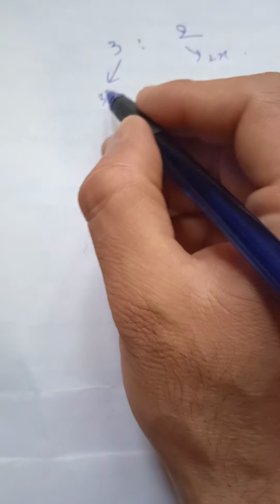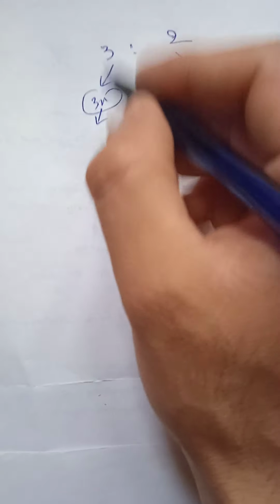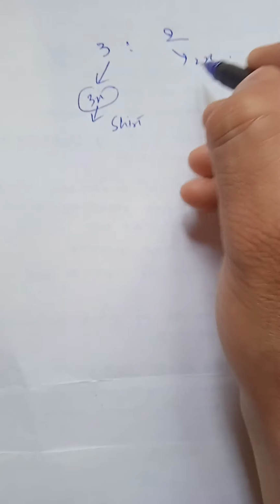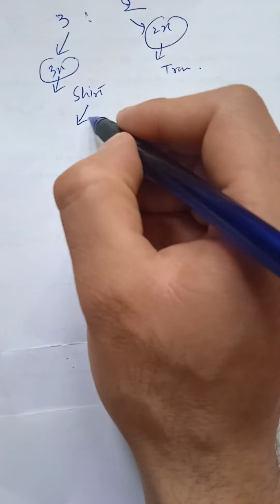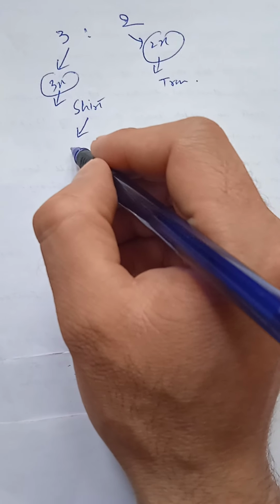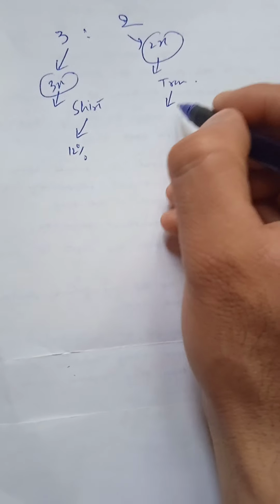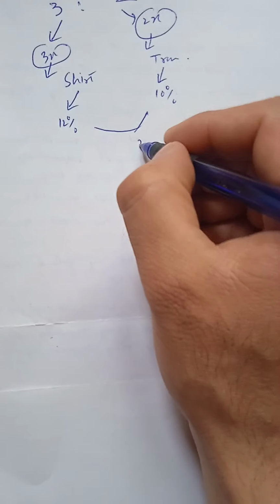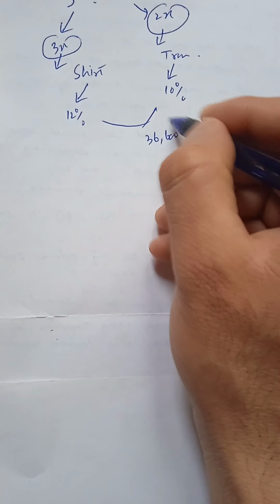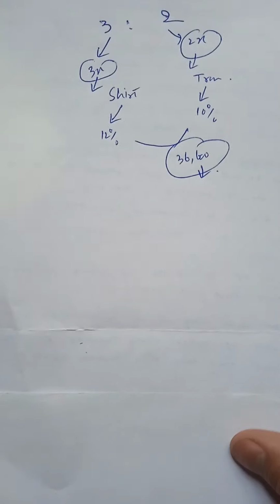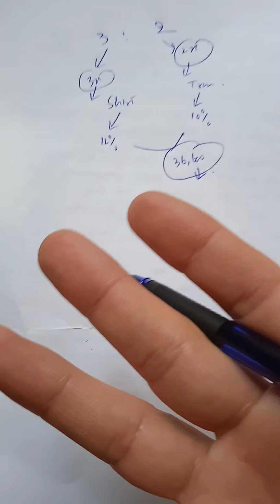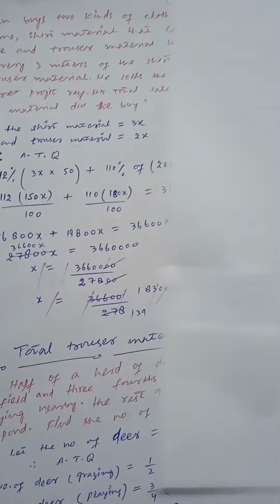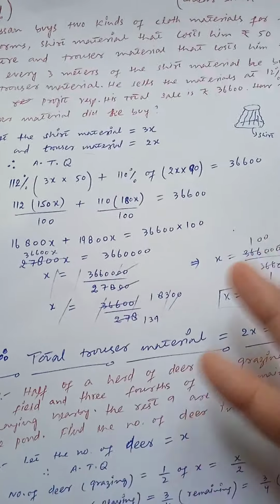After that, what is given in the question is that this is the total material of shirt, and this is the total material of trouser in meters. Now on this shirt material he made a profit of 12%, and on the trouser material he made a profit of 10%. After selling both the items, he got 36,600 as the amount. We have been asked the total number of trouser material that he sold, or bought, one and the same thing.